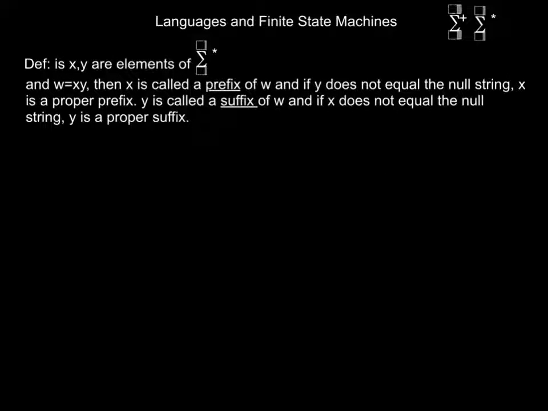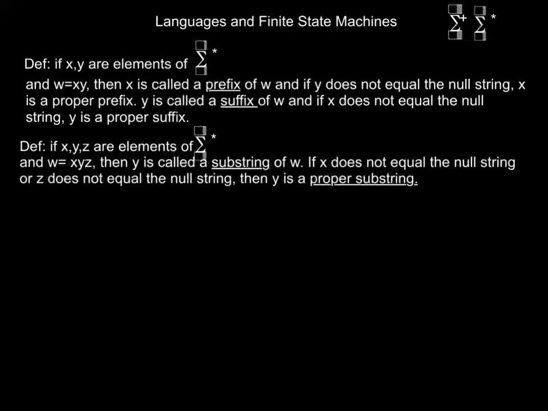Some more definitions. If x and y are elements of sigma star, in other words, x and y are strings of this alphabet, and w is equal to the concatenation of x and y, then x is called a prefix of w, and if y does not equal the null string, x is a proper prefix. y is called a suffix of w, and if x does not equal the null string, then y is a proper suffix. So again, it goes with your intuition of what a prefix and a suffix would be.